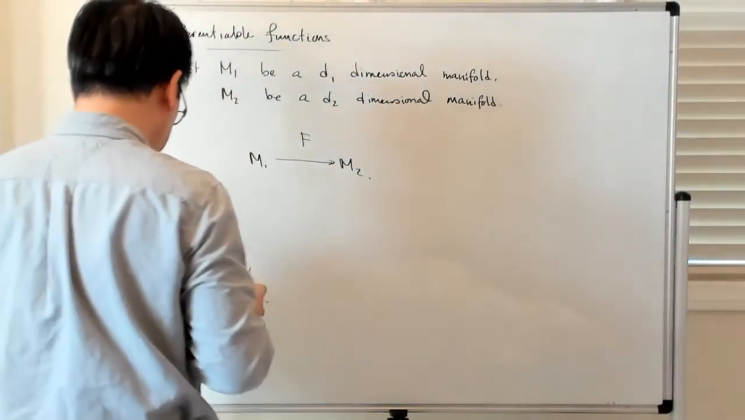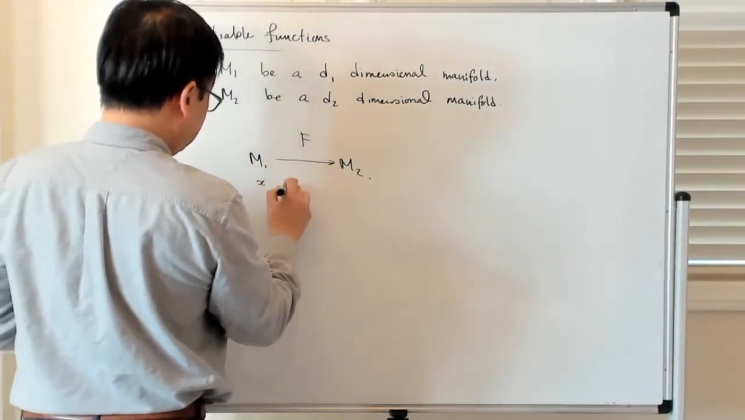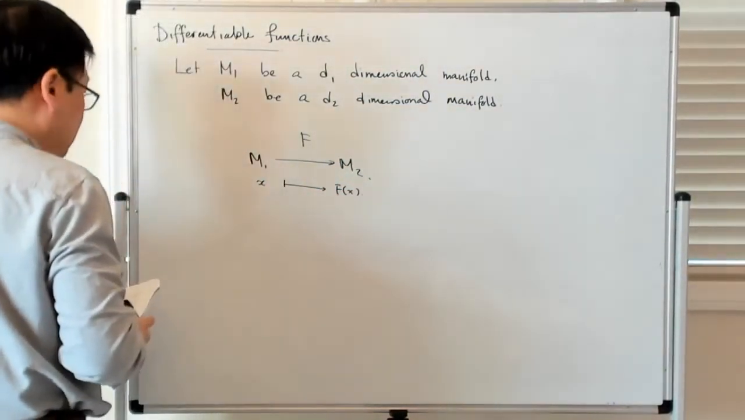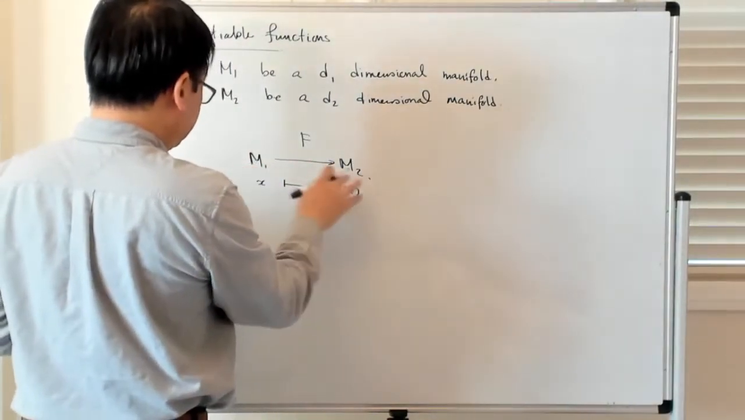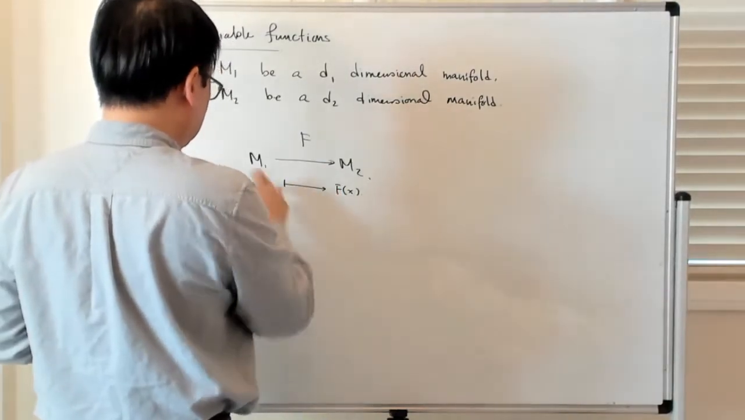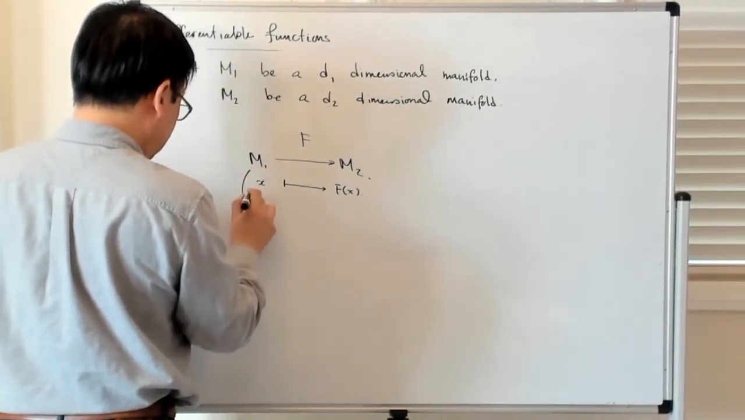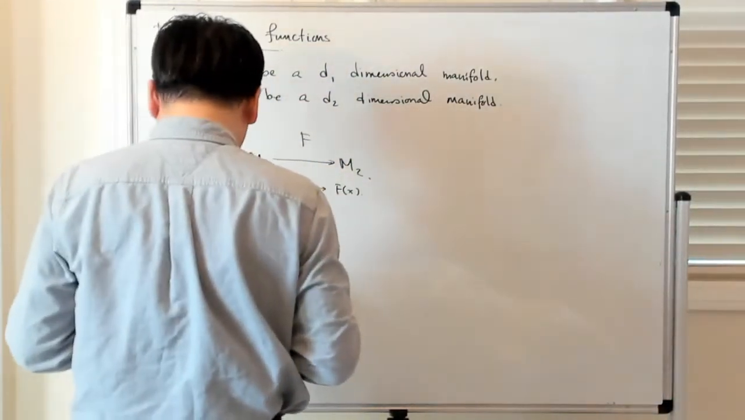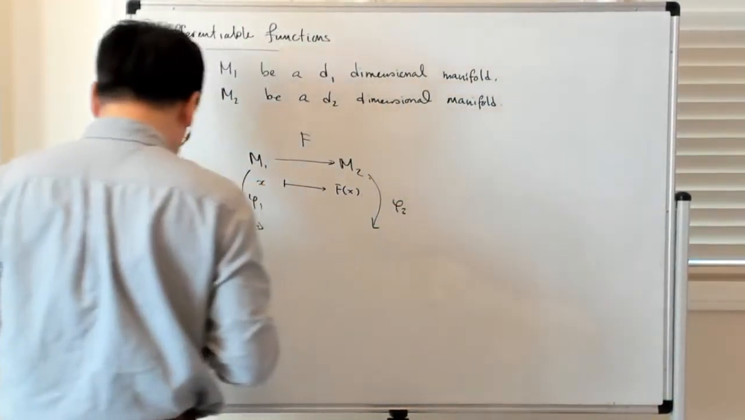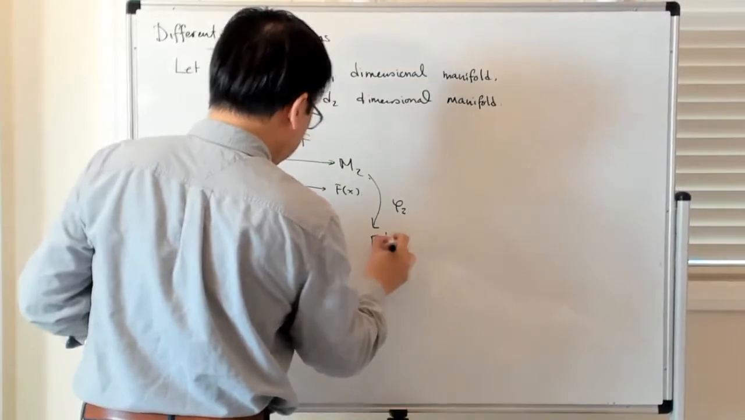Okay, and then you have charts. In particular, let's just think of x as being mapped to f of x. So in order to think about this, you need to have charts which contain x and f of x for M1 and M2 respectively. So let's say phi 1 and phi 2 are mapped to RD1 and RD2.